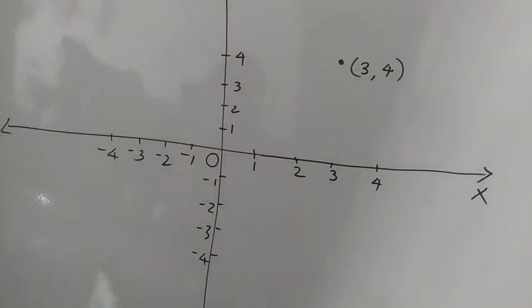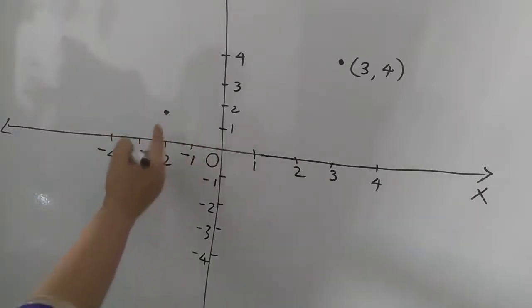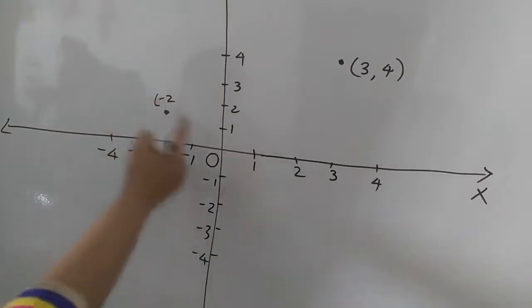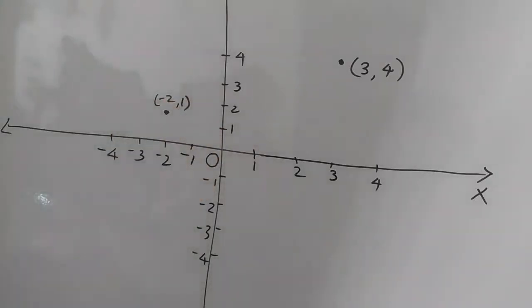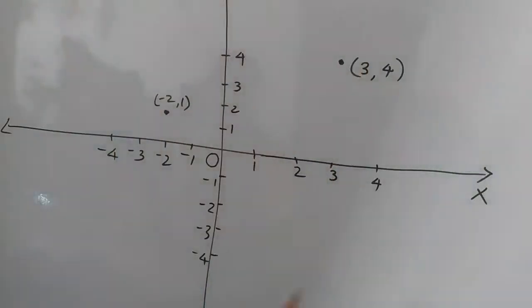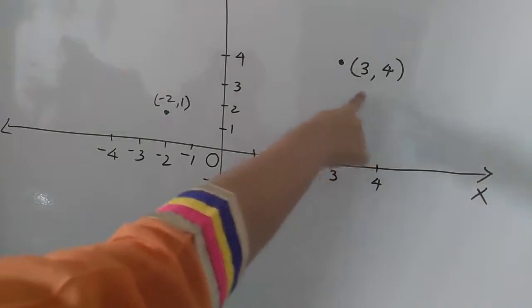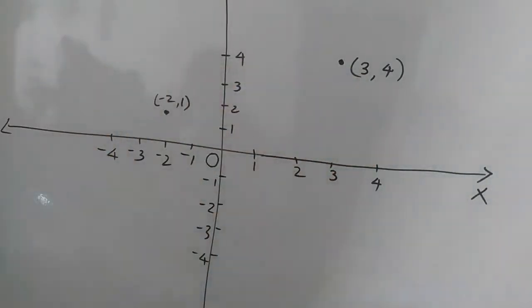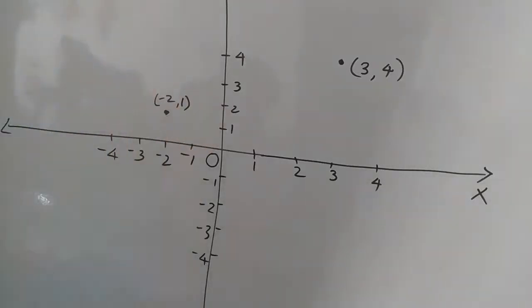Also on the negative side, this is a negative x coordinate. So how do we write? This point is -2 on the x and 1 on the y. So likewise you can write (-2, 1). The same point will not lie anywhere else. You can see this point's coordinates are 3 and 4. So if it lies here, the coordinates will change. How? It will be (-3, 4), not the same (3, 4).